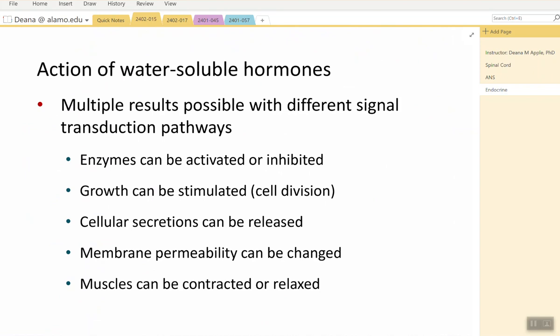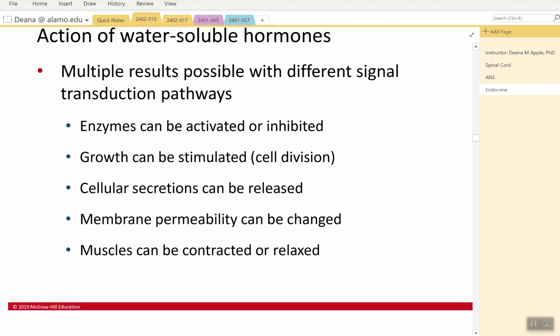We can stimulate growth or cell division. We can stimulate the secretion or release of specific molecules from a cell. We can change the membrane permeability. We can change the membrane potential. And we can contract or relax muscles. Sometimes all with the same hormone. Okay, not all of these with the same hormone, with a couple of them.